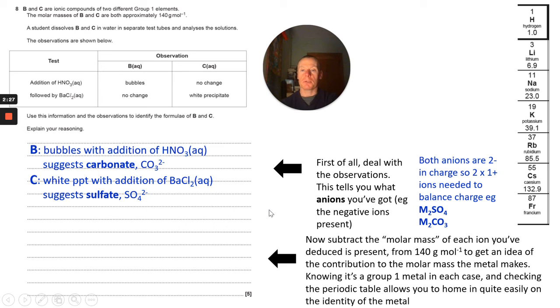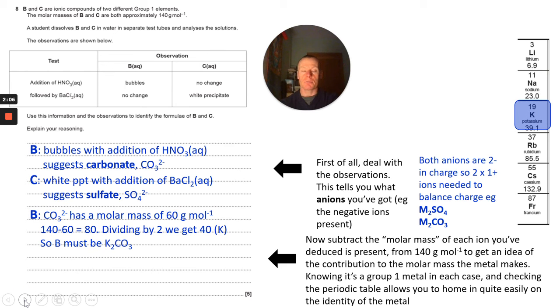Now using the molar mass information, you can subtract the molar mass of each ion from 140 grams per mole to get an idea of the contribution to the total, that's your 140, that the metal will make, and then you can try and match it up with an appropriate metal from the group 1 part of the periodic table.